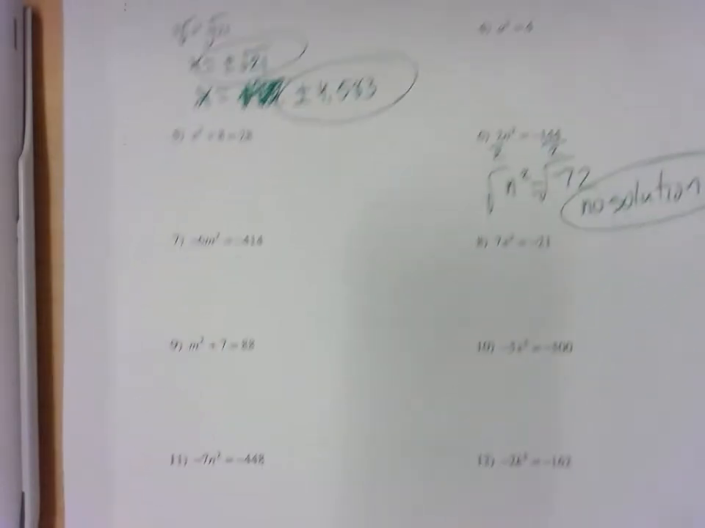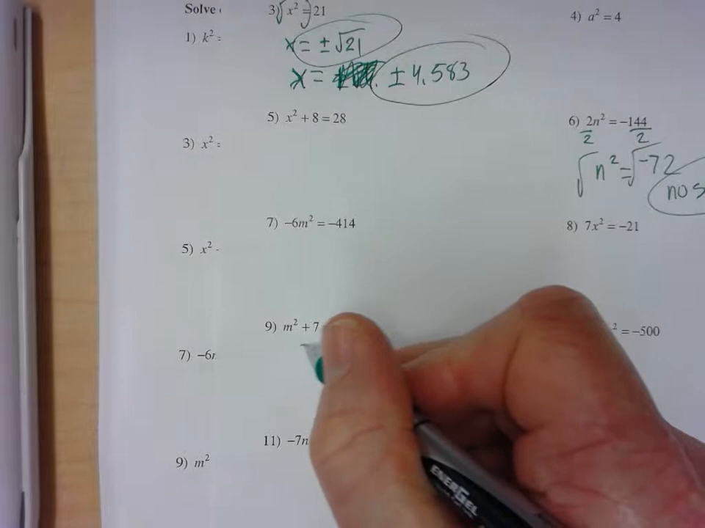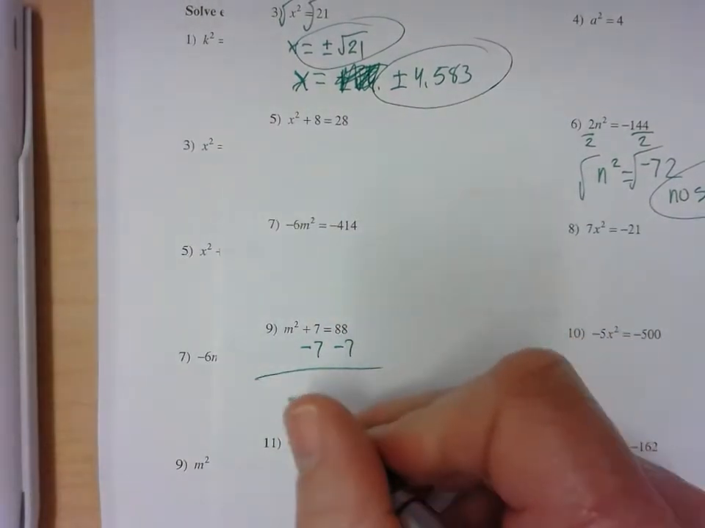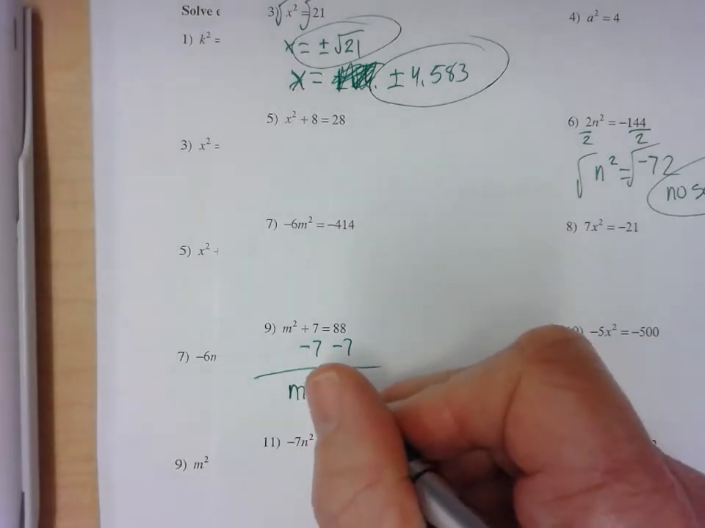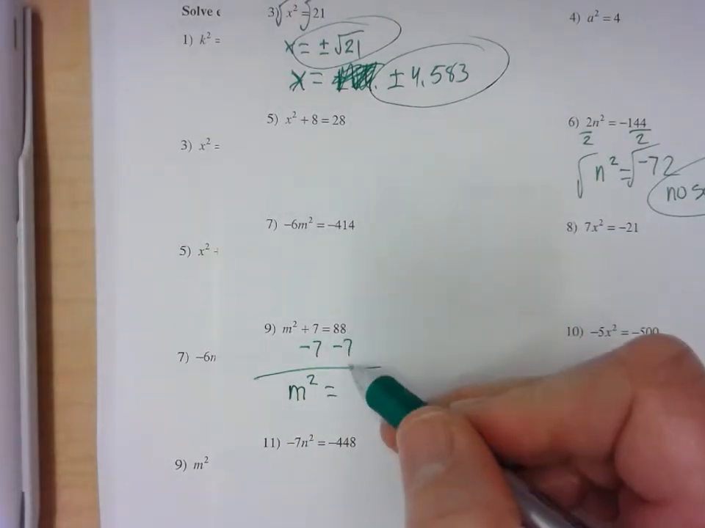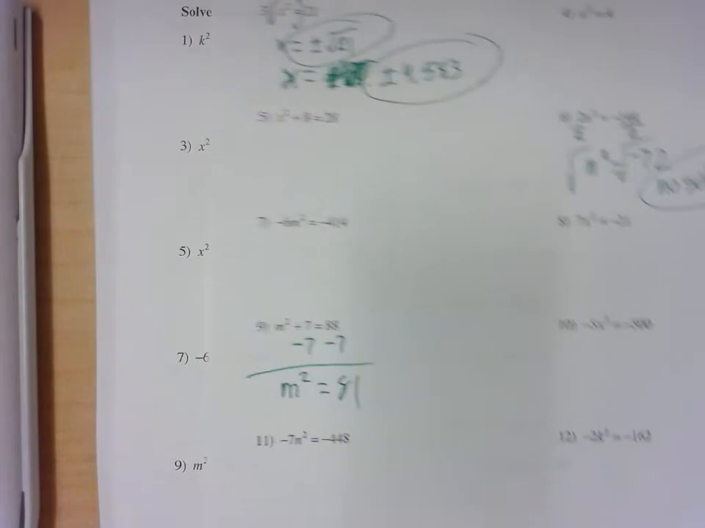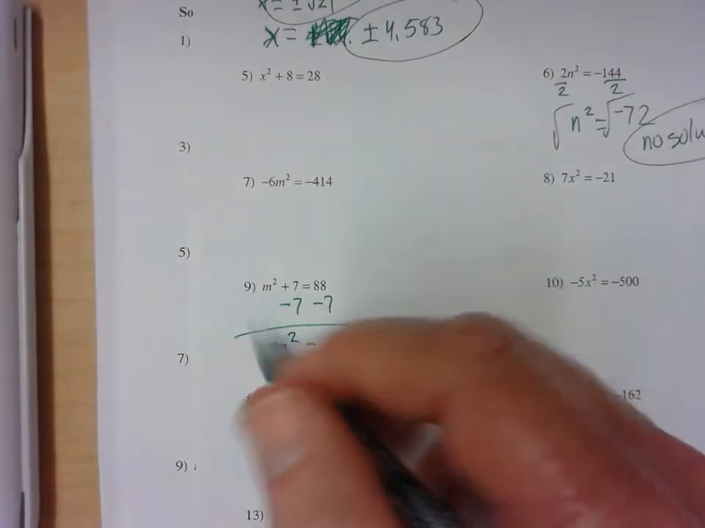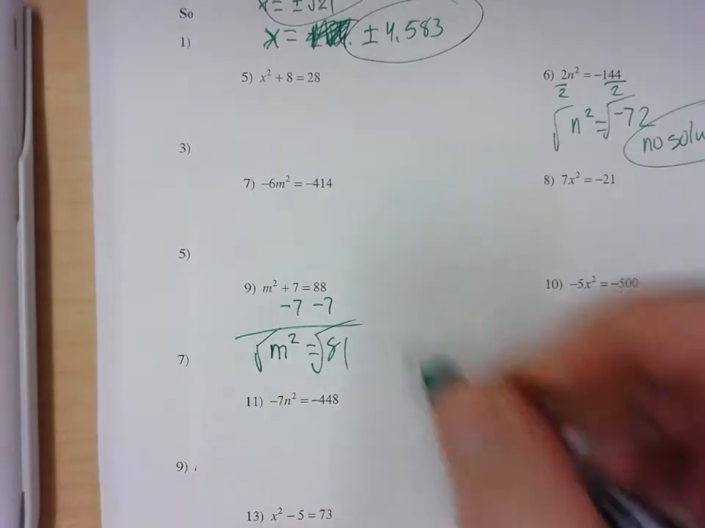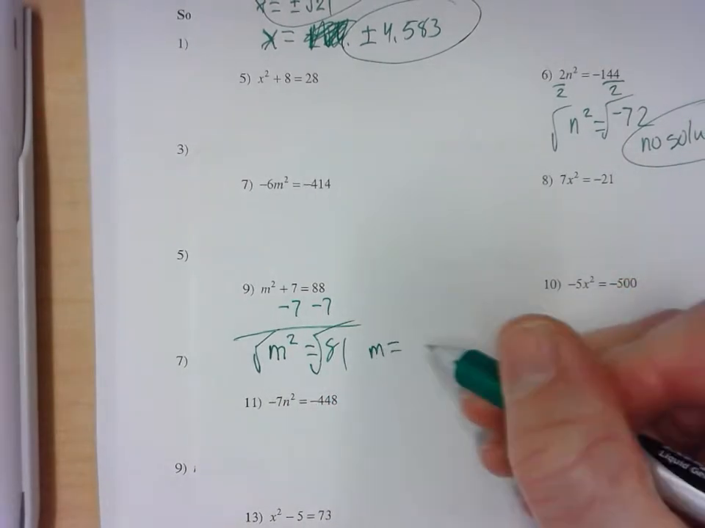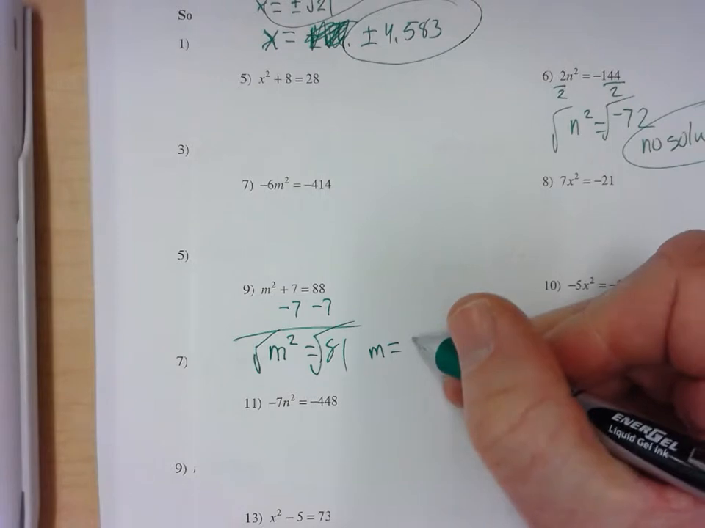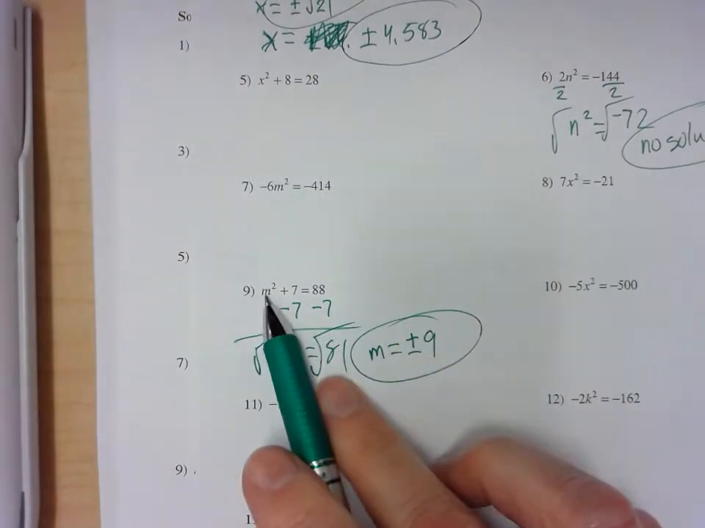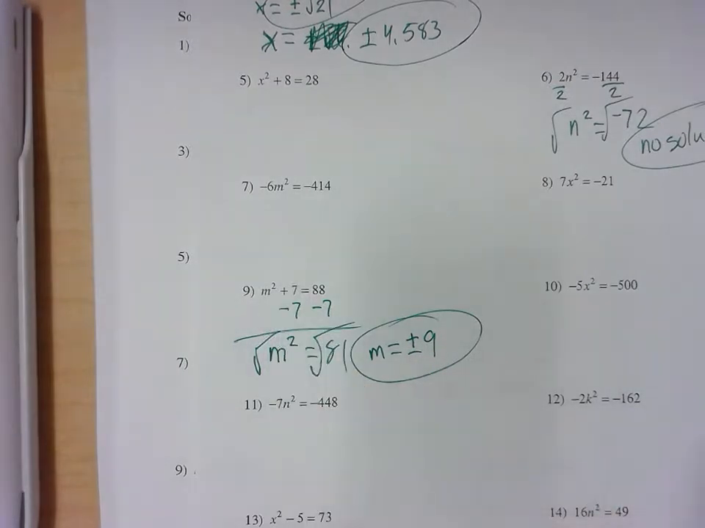Number 9 is next. So we subtract 7 on each side of the equation, and we get m squared is equal to 81. And we're going to take the square root of each side of the equation, and m is equal to, that's a perfect square, plus or minus 9. So if you put 9 back in here, or negative 9, in the original equation, you get the correct solution.